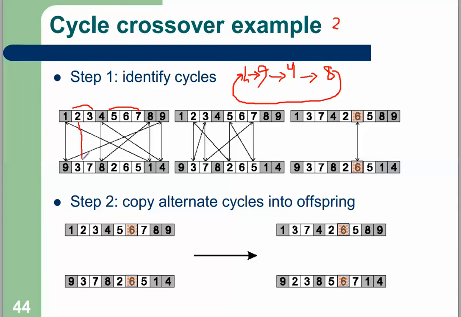The other cycle, other color, white color, is 2, 3, 7, 5, 2, 3, 7, and also 5, and also reach 2. And 6 has only a one-value cycle.